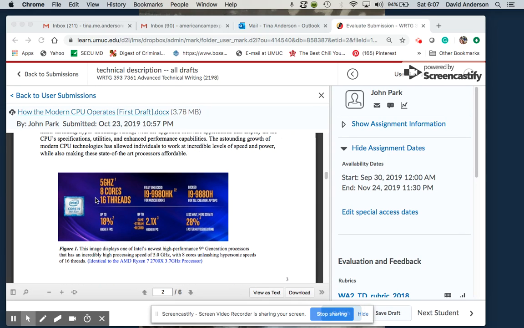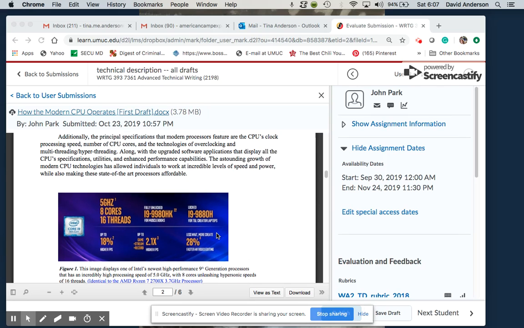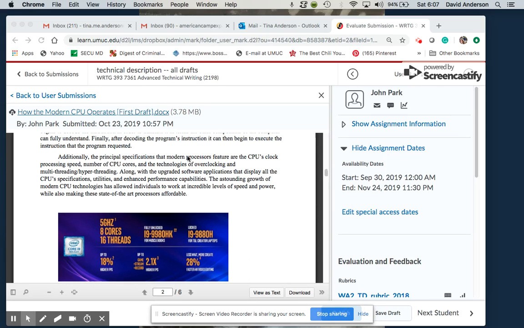This is a graphic. You have special information in here that you want to show and identify what each of those terms mean. Label these 1, 2, 3, 4, 5, 6. And then instead of saying "additionally," just say: principal specifications of CPUs are, colon, 1, give the term, if that's the CPU clock processing speed, and then they can correspond the 1 to down here, and then the number of CPU cores, number 2, whichever that is.